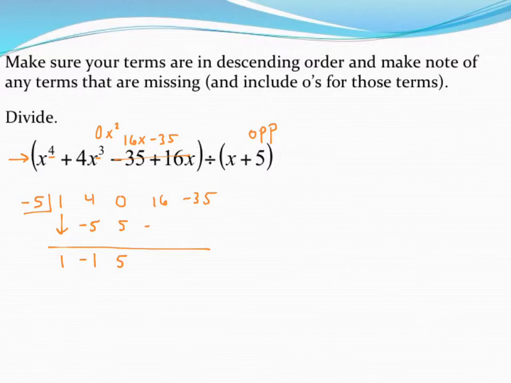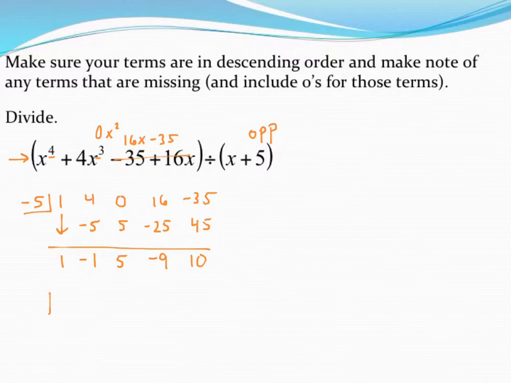5 times -5 is -25. 16 and -5 add up to -9. And one more time, -9 times -5 is 45. Add those values together, we end up with 10. So we haven't quite finished. We do have to interpret those numbers to be our answer.